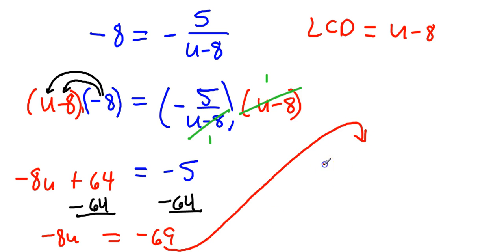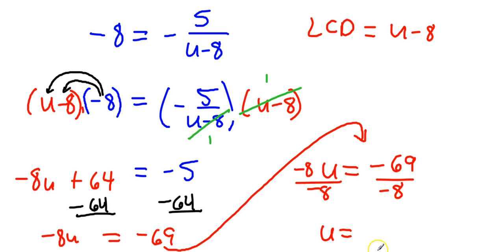And just putting that answer back over here, since we're out of room, you're going to take the negative 69 and divide it by negative 8. So you've got a negative over negative, which makes that a positive 69 over 8.